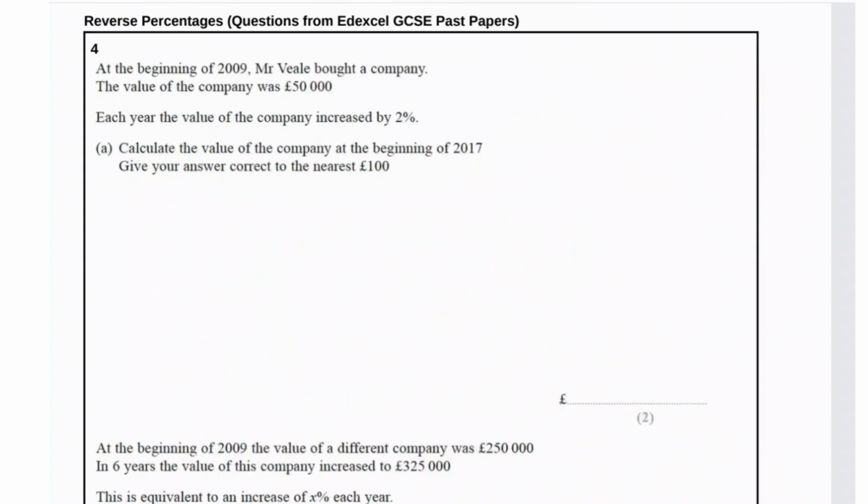The fourth question here, again, this first part of the question isn't really a reverse percentage. This is a compound interest question. If the company was worth 50,000 in 2009 and increases by 2% each year, well, we need to know what the decimal multiplier is for 2%. So if something goes from 100% and increases by 2%, it becomes 102% of what it was before. As a decimal, that's 1.02.